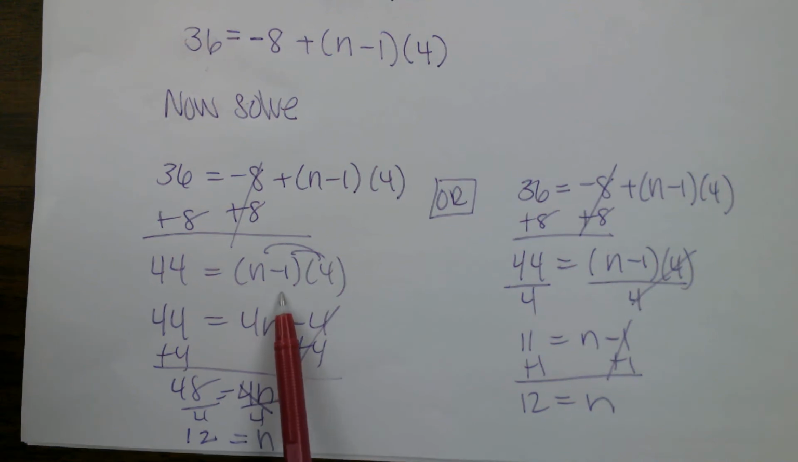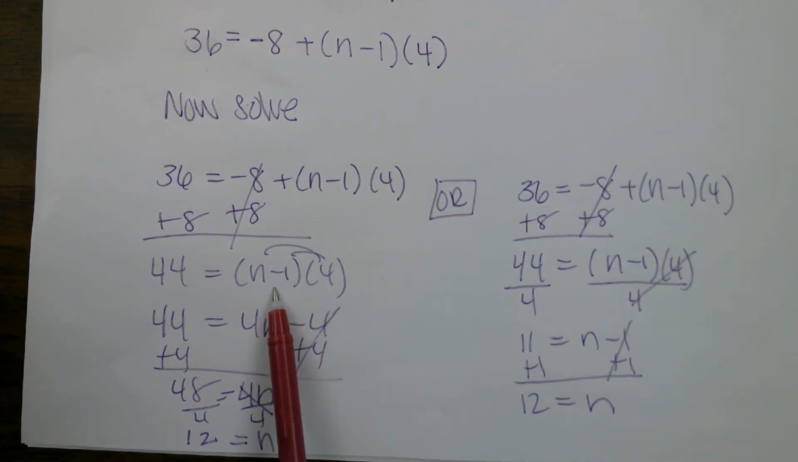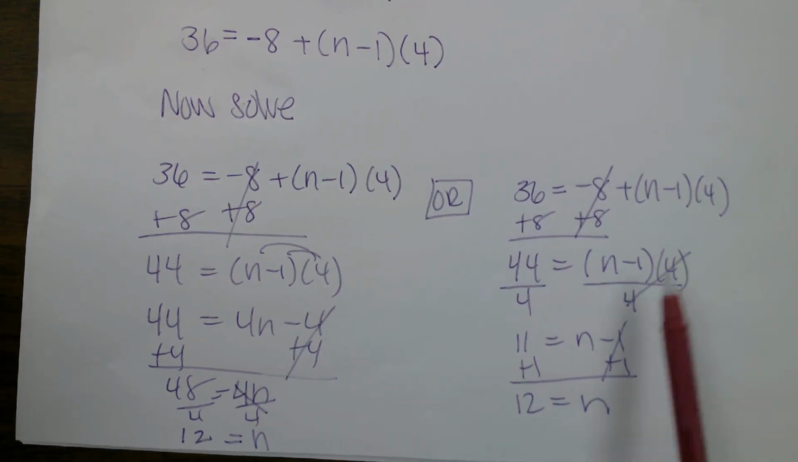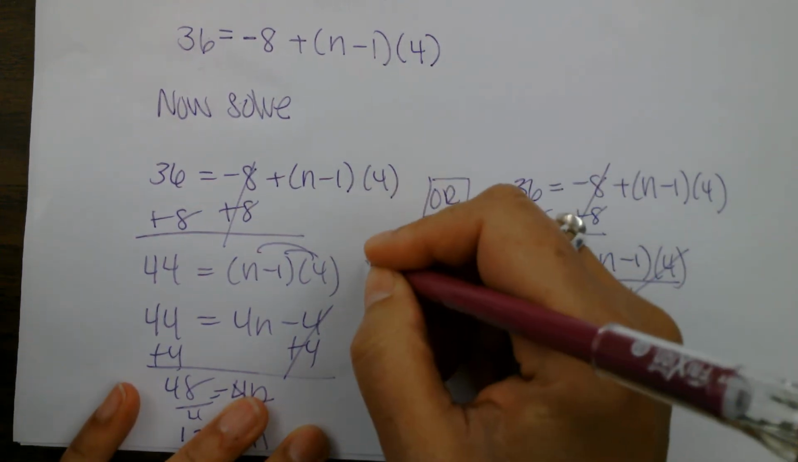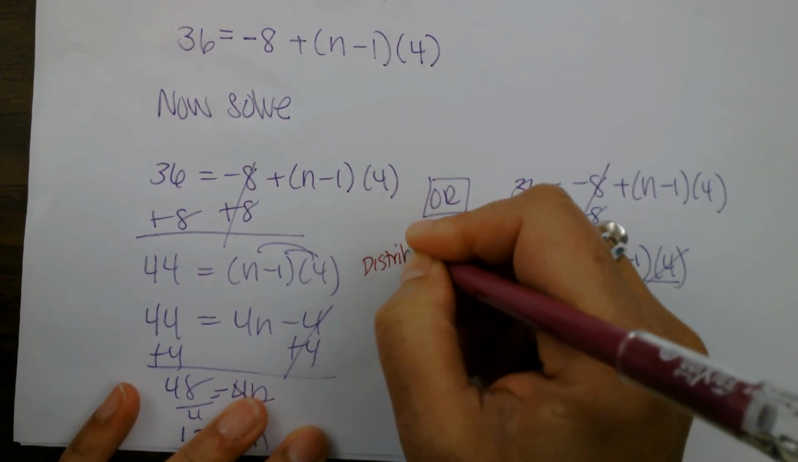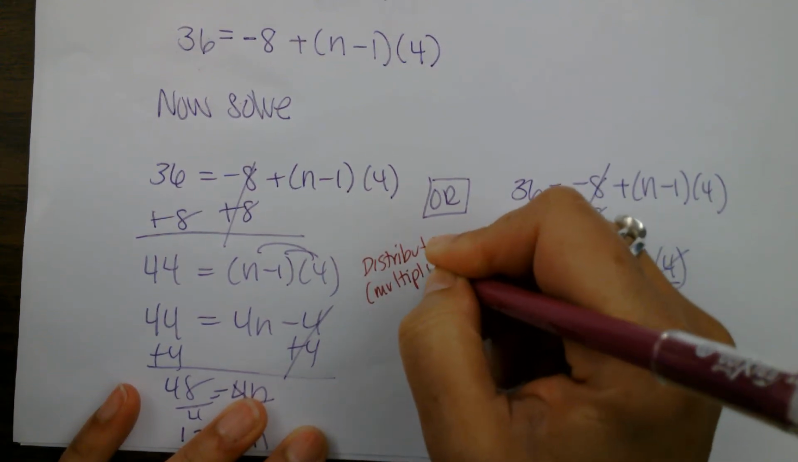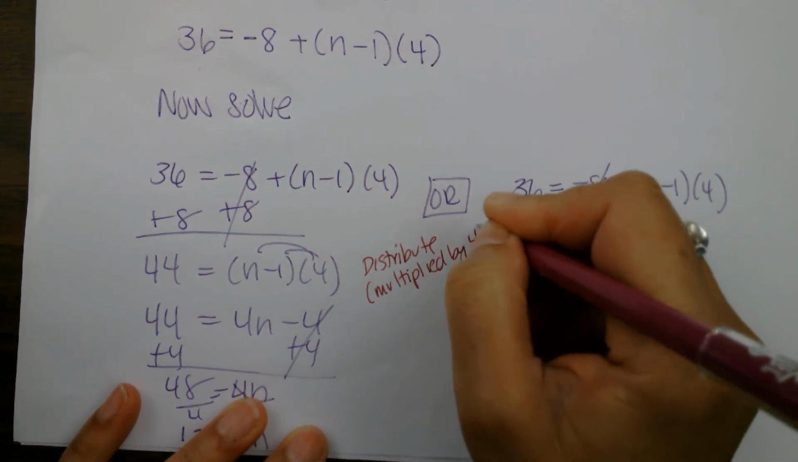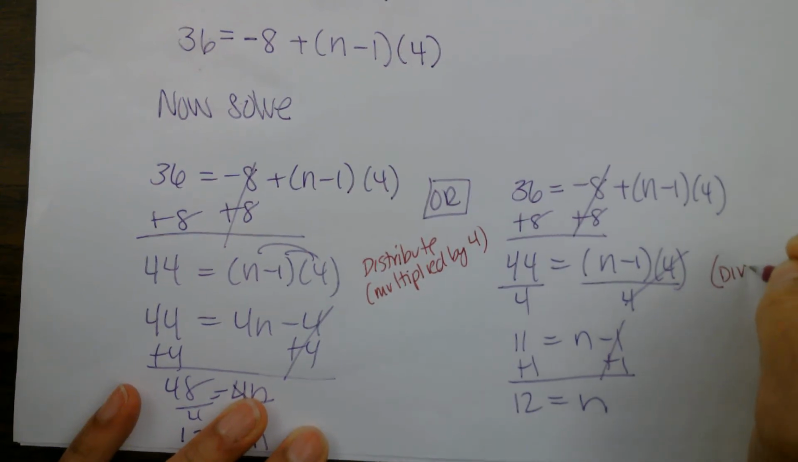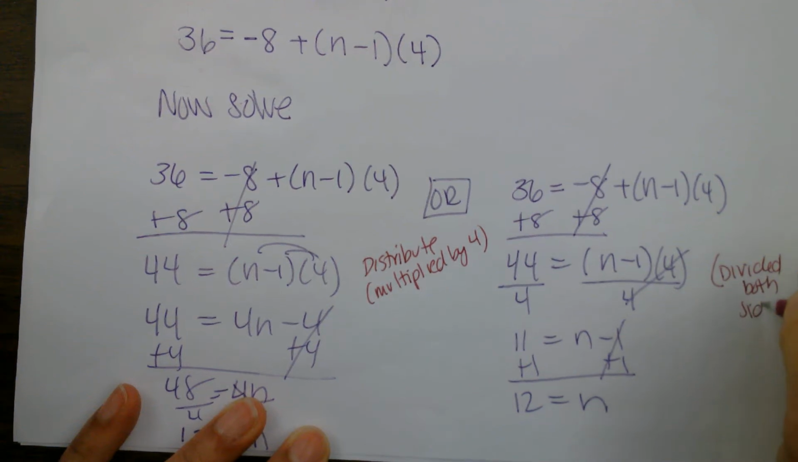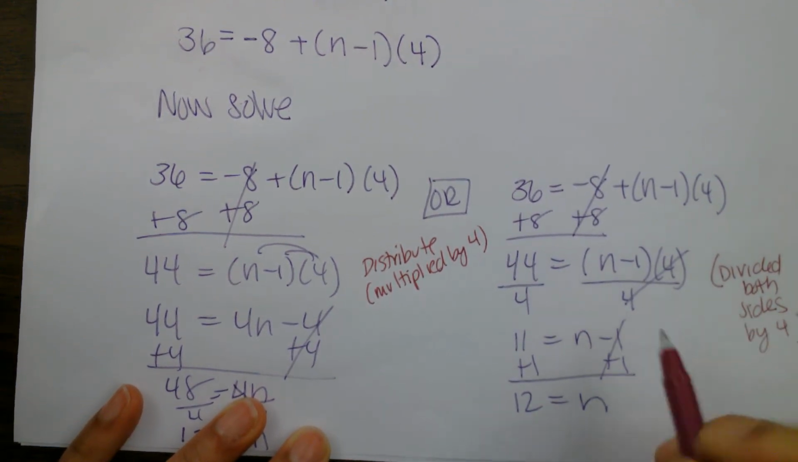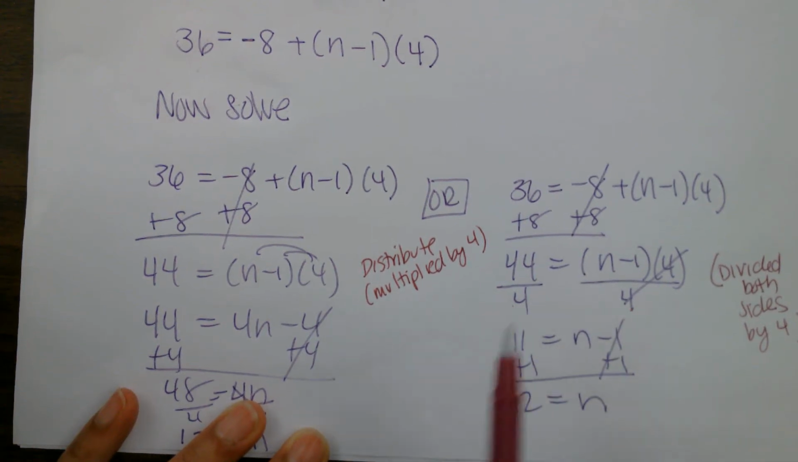So this first process, I multiplied, I distributed the 4. The second process, I divided by 4. And that's the difference. Here I distribute, which means I multiplied by 4. And here I divided by 4. Divided both sides of the equal sign. So one side of the equal sign, other side of the equal sign. This I just distributed to this side.